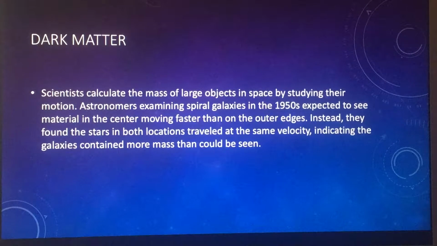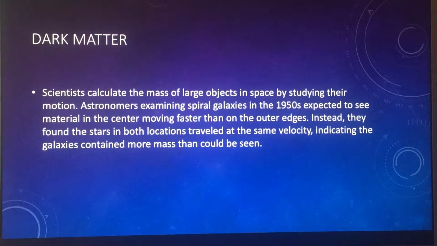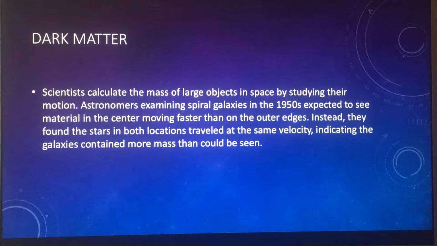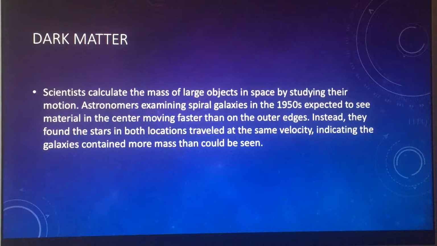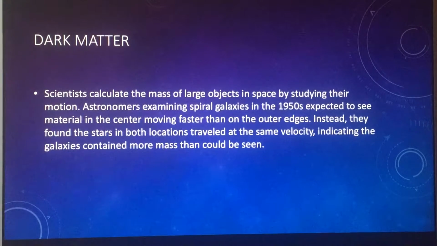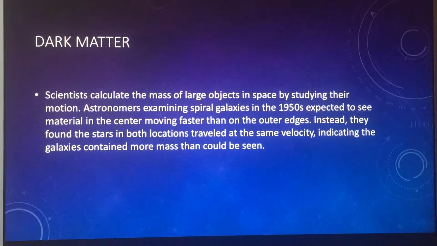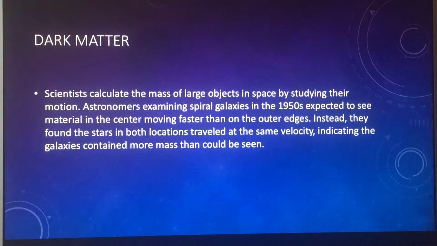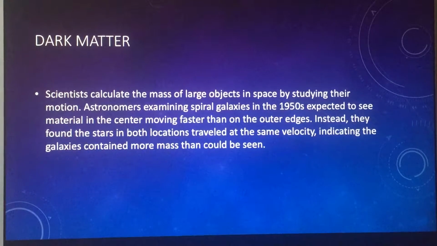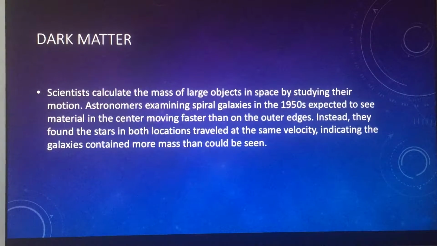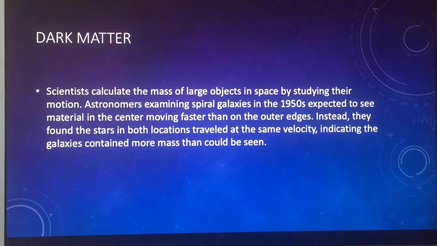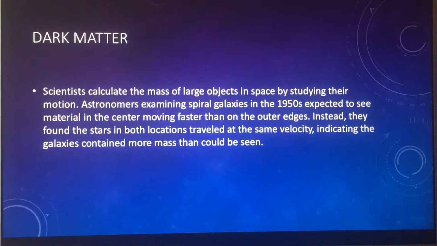Scientists calculate the mass of large objects in space by studying their motion. Astronomers examining spiral galaxies in the 1950s expected to see material in the center moving faster than on the outer edges. Instead, they found the stars in both locations traveled at the same velocity, indicating the galaxies contained more mass than could be seen.